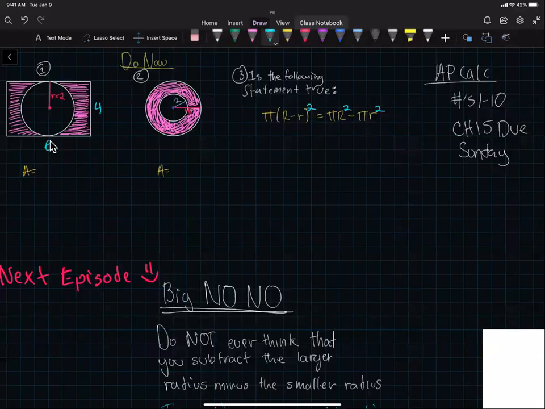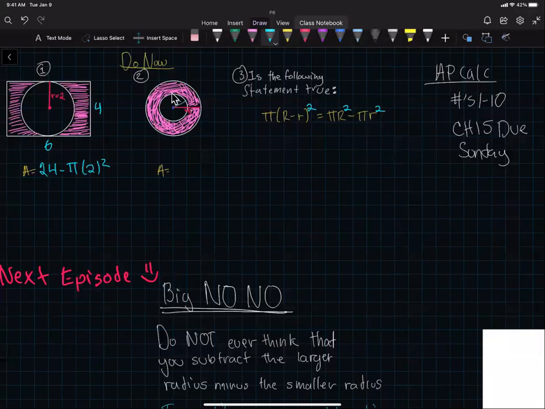Okay, so I'm going to write down the one that I see. I see 24 minus pi 2 squared, which is 4, right? Or the area of the square minus the area of the circle. So either one's fine. Notice that the order matters. You cannot do the area of the circle minus the area of the square, because as you can see, the area of the square is larger than the circle.